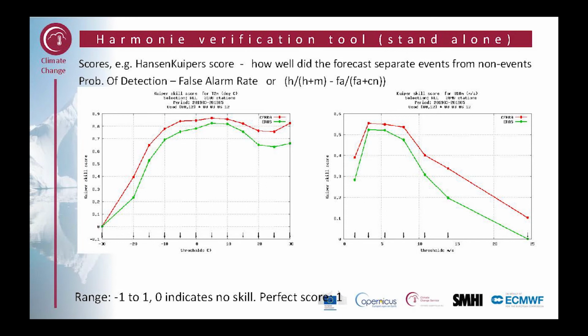And you can see that the red line, CERRA, is closer to 1, which is the perfect score, and we're quite close to that for CERRA. And the second one shows wind speed, I think 10-meter wind speed, and we're also closer to 1 than ERA 5, which is good.